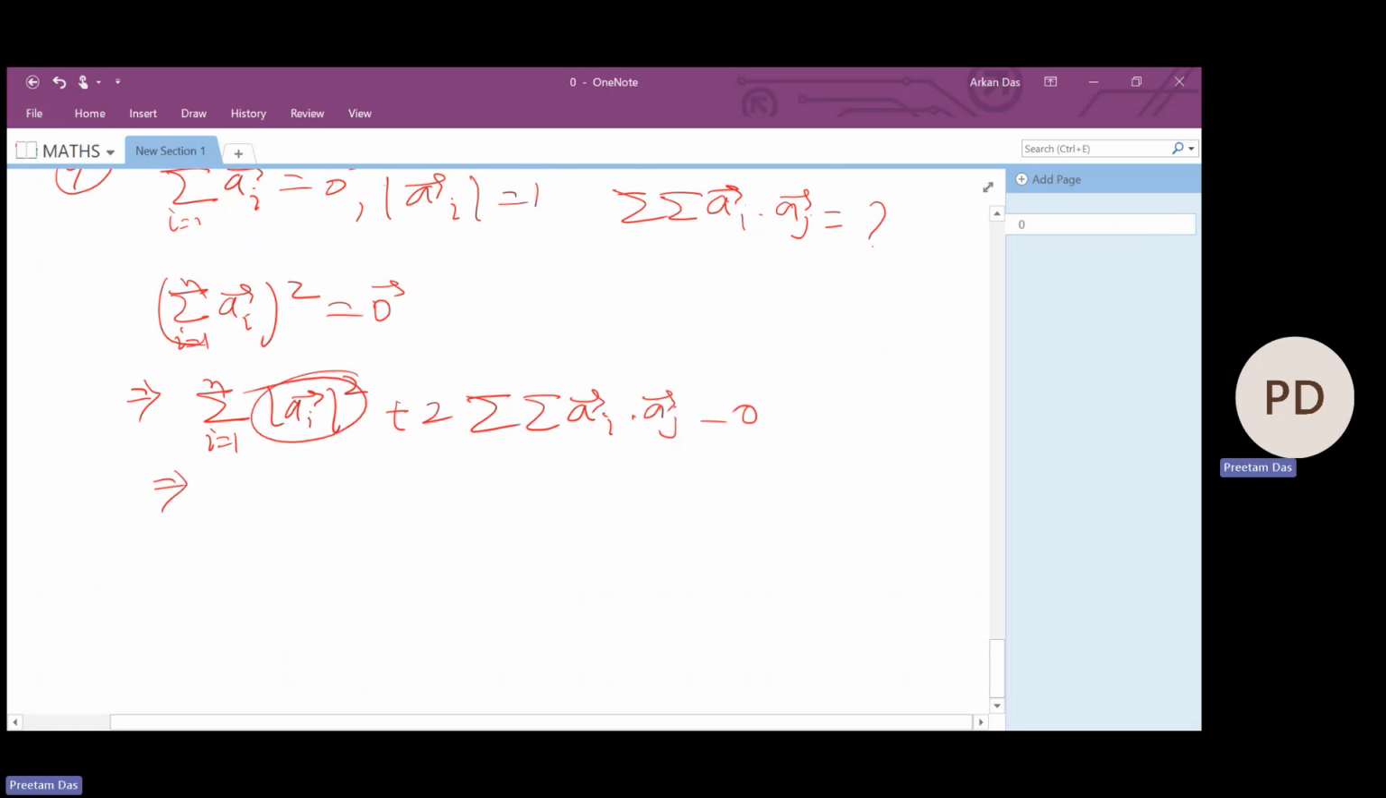So all of these vectors are unit vectors. So modulus of all of them will be 1. Adding them will be n. So what will be the answer of this double summation? It will be minus n over 2. So the correct option will be option A.